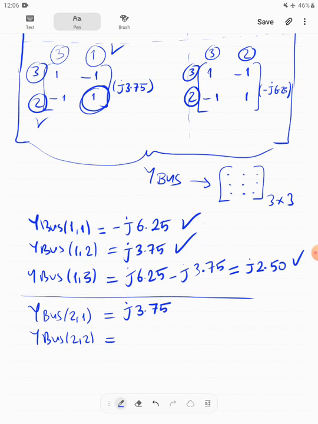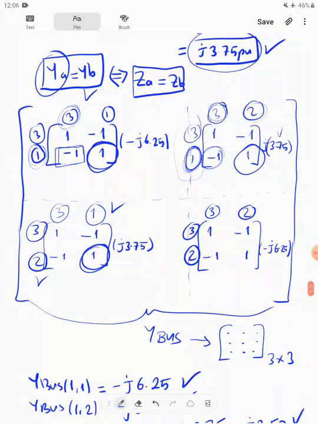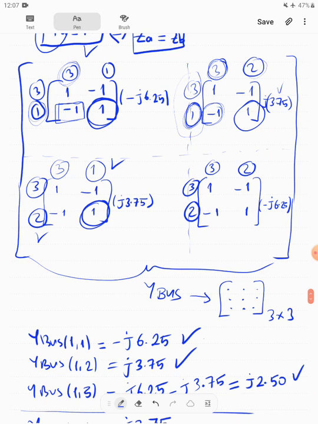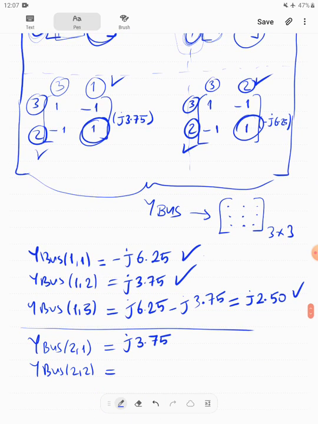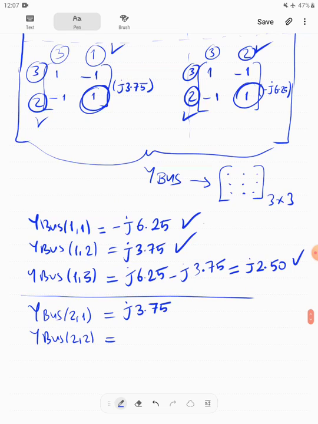What about Ybus 2,2? Now we are searching all possible entries whose column and row number is equal to 2. So simply, we are searching for all the entries like 2,2. I see only one entry here. You see, row number is 2 and column number is 2 as well. So the answer is minus j6.25.